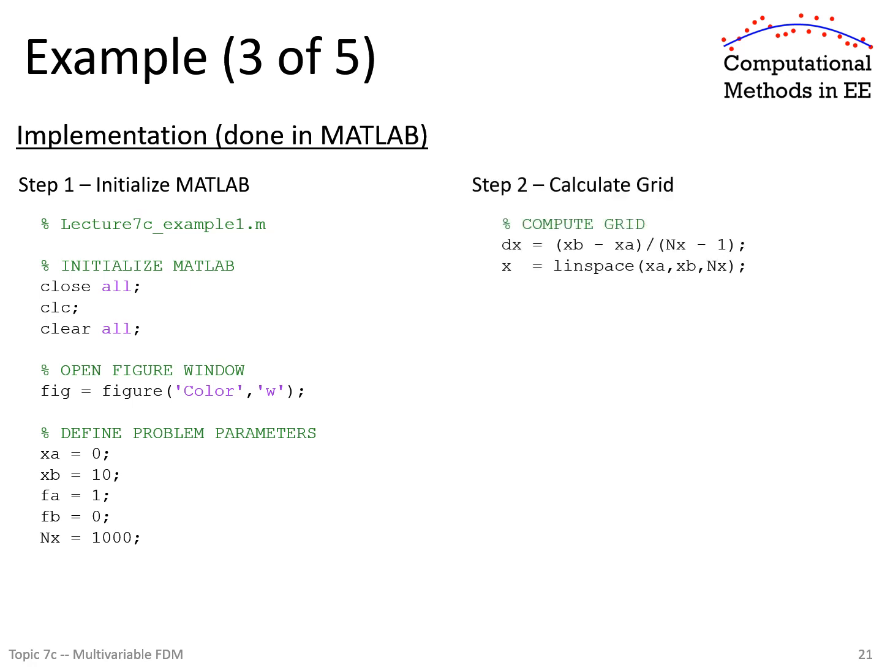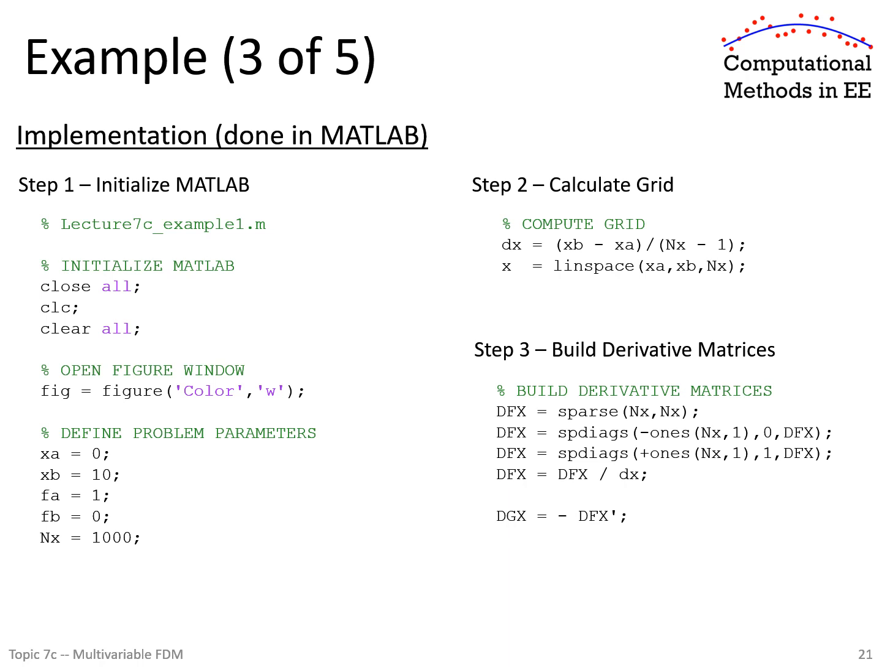Okay, so now we're in the actual work, and the first thing we want to do is calculate our grid. So I calculate the grid spacing, and then I calculate an array that tells me the position of each point in the interval from XA to XB. Now I want to build my derivative matrices. So what I'll do is I'll build a derivative matrix that operates on F, and then I don't have to do that again for the derivative matrix that operates on G. I'll just calculate the derivative matrix for G immediately from the derivative matrix of F.